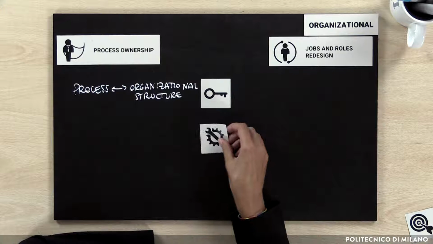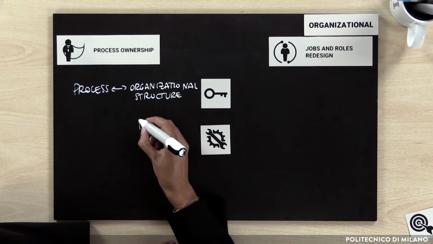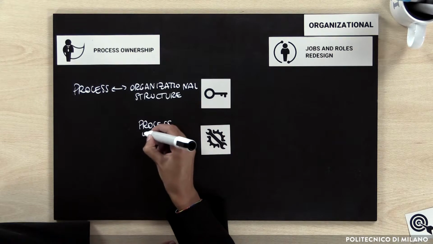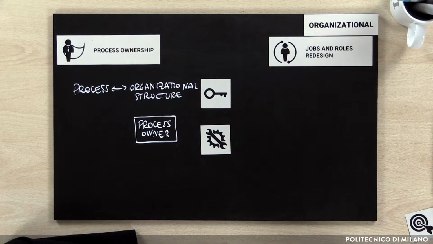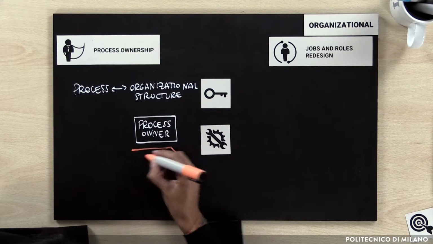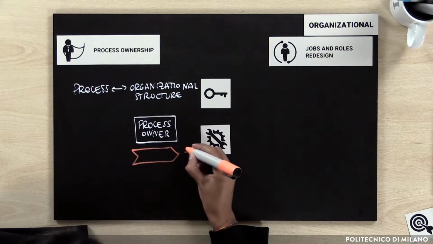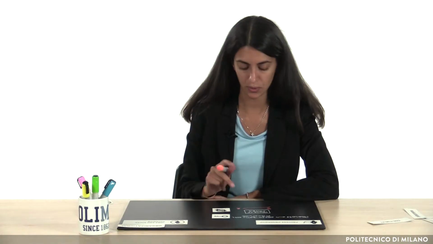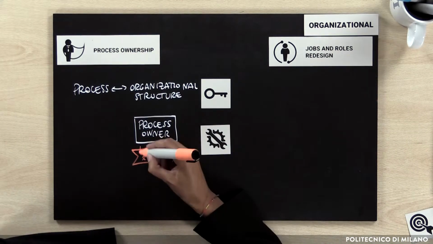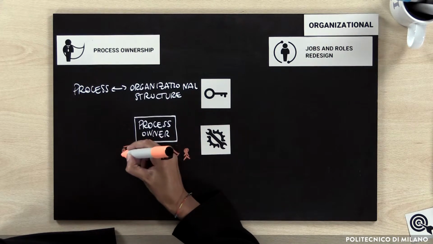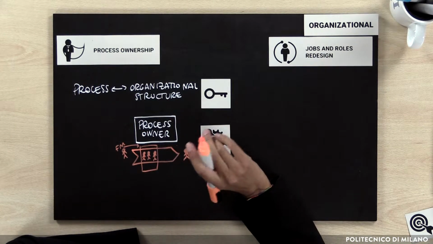To manage this link, we can introduce the role of process owner, which is fundamental in process management. The process owner is the responsible of the process, and she is in charge of monitoring process effectiveness and efficiency. The process owner is also the responsible of the process outputs and performances towards the final customer. It is important to underline that the process owner is not the hierarchical responsible of the resources involved in the process that she coordinates. In fact, the resources are still under the responsibility of the functional or divisional manager, with the process owner not having a formal authority.